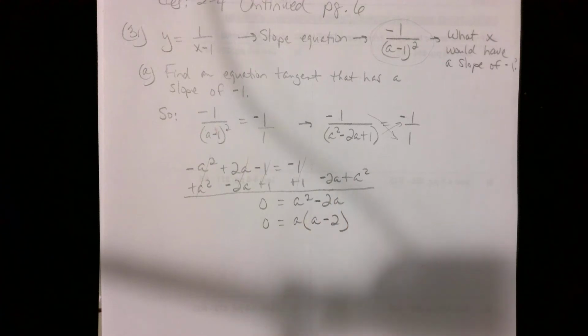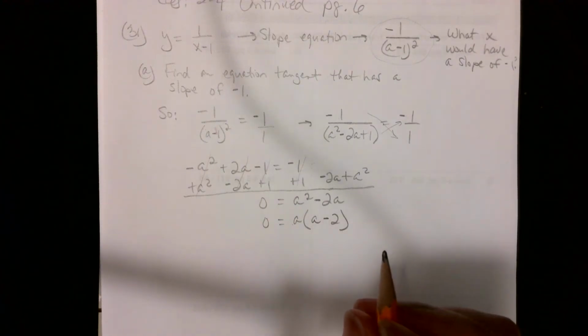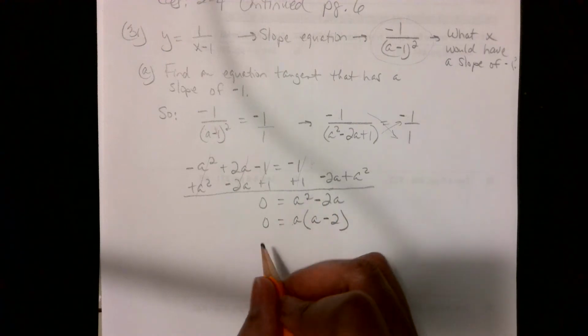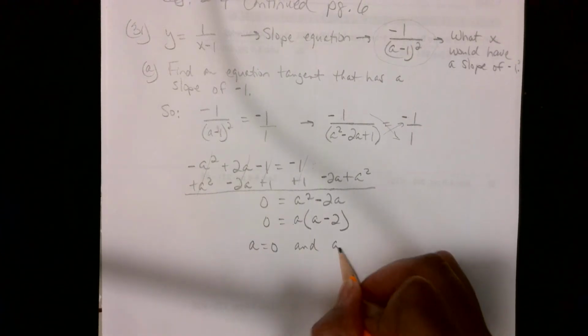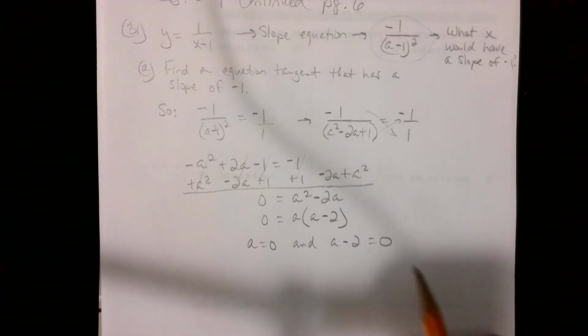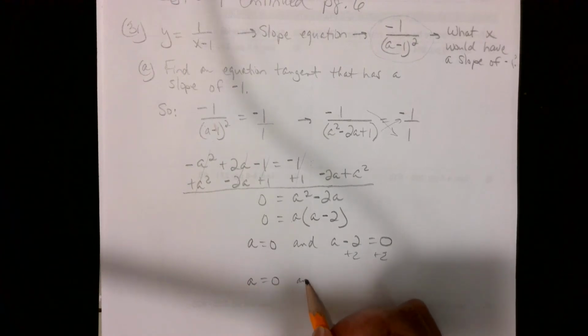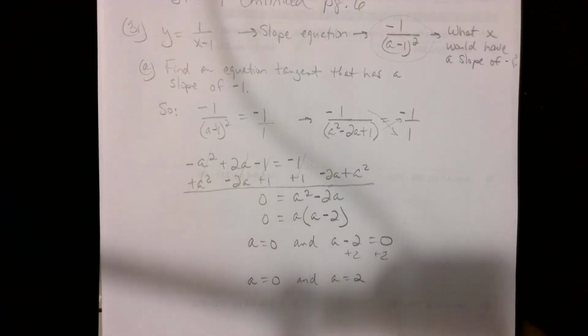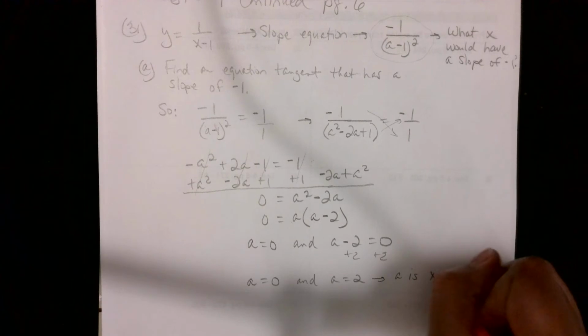If there was a c term, we would have to use the diamond method, but there's no c term, so I just pulled out a GCF. So now we set each term to 0. So this would be a equals 0 and a minus 2 equals 0. So we have to solve this one. So a equals 0 and a equals 2. Now remember, what is a? A is x.